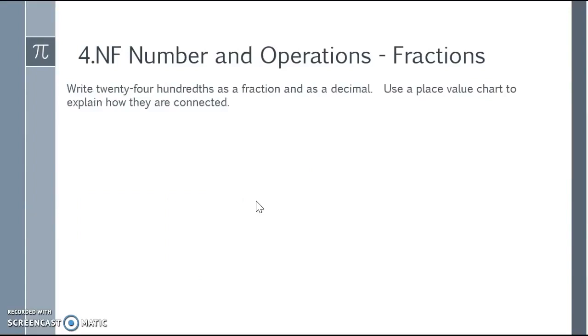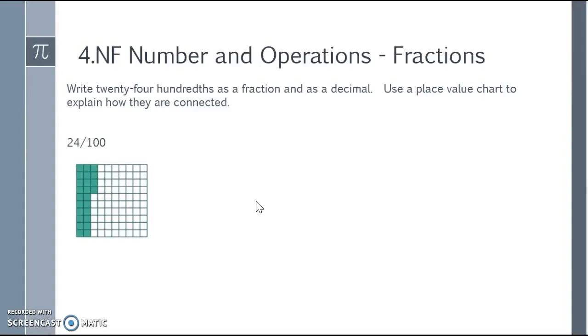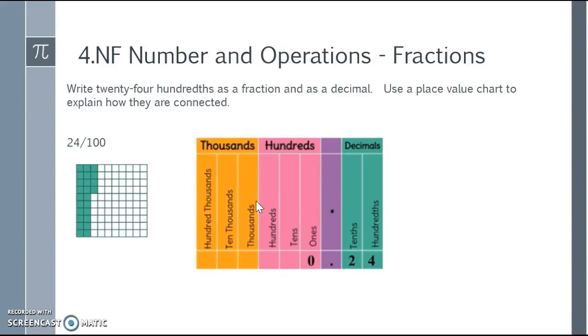Write 24 hundredths as a fraction and as a decimal. Use a place value chart to explain how they are connected. 24 hundredths is written as 24 over 100, meaning that there are 24 squares out of 100 colored in. When I look at my place value chart, 2 is in the tenths place and 4 is in the hundredths place, which is how we get 24 hundredths. The last number in the decimal indicates how we're going to say the decimal.